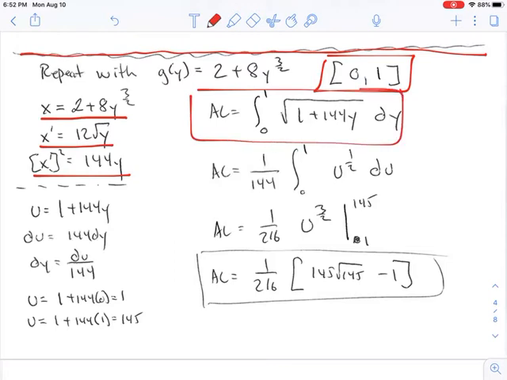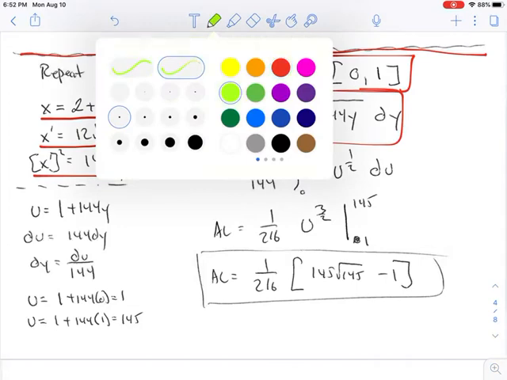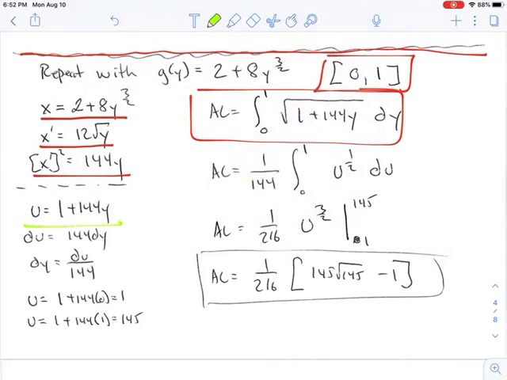Once again, we have to do a U substitution. So, U substitution, we have u is equal to 144y. Again, that's the integrand. The derivative of that is 144 dy, and dy is du over 144. And then, of course, I converted my bounds of integration from 0, 1 to 1 and 145.